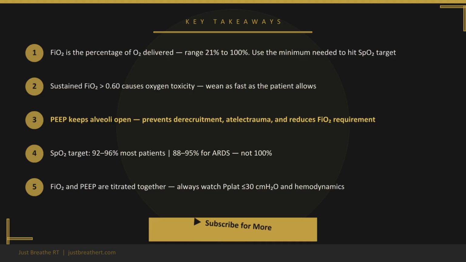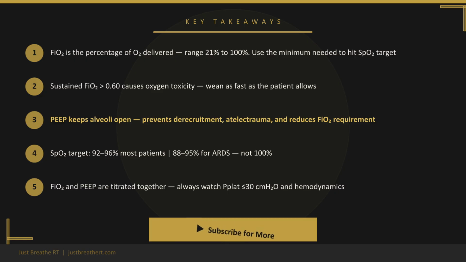FiO₂ is the fraction of oxygen delivered, ranging from 21% room air to 100%. It is your fastest tool for correcting hypoxemia, but sustained high FiO₂ causes oxygen toxicity and lung injury. Use the minimum necessary to hit your target. PEEP keeps alveoli open between breaths, preventing de-recruitment, recruiting collapsed lung, and improving oxygenation efficiency. It allows you to use less FiO₂ for the same SpO₂ result.